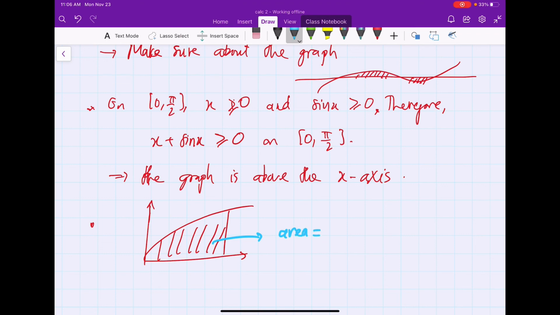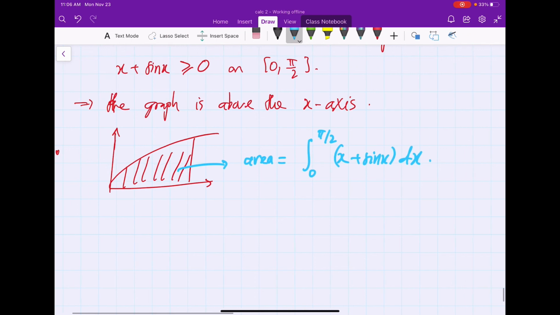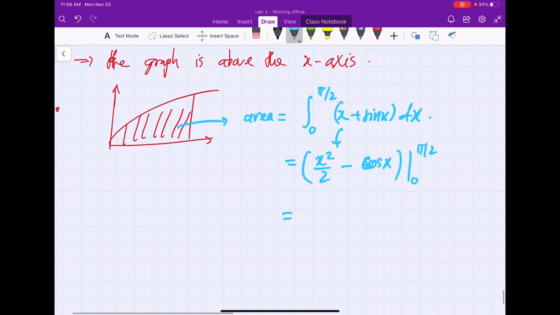And the area is just equal to the definite integral from 0 to pi over 2 of (x plus sine x) dx. Does that make sense? Then you solve this integral and you get the answer you need. Antiderivative of x is x squared over 2. Antiderivative of sine is negative cosine. Evaluated from 0 to pi over 2. So you plug pi over 2 and 0 into this, you get pi squared over 8 minus cosine of pi over 2, minus (0 squared over 2 minus cosine of 0).